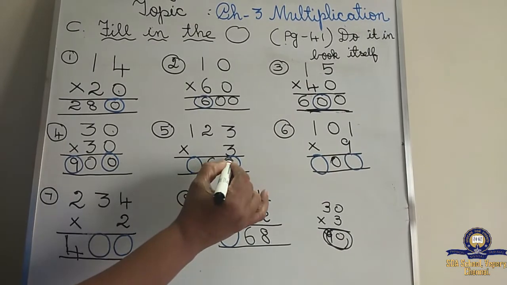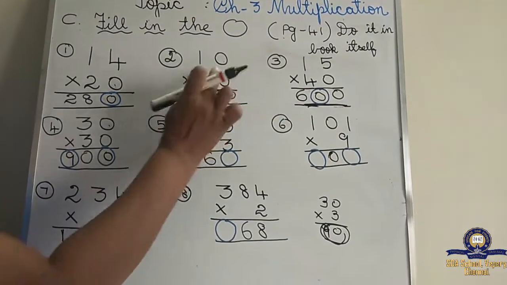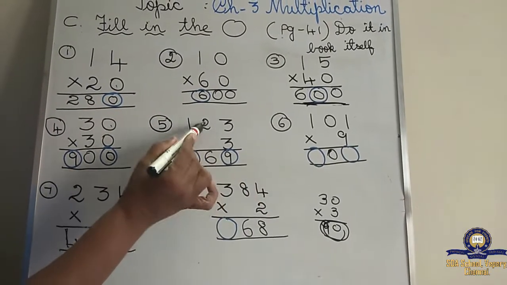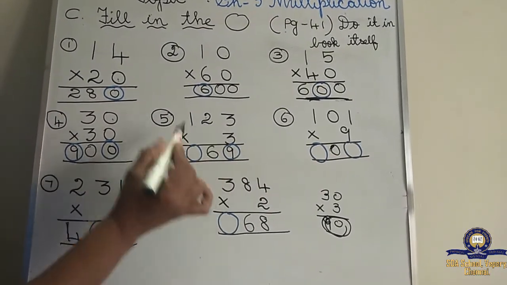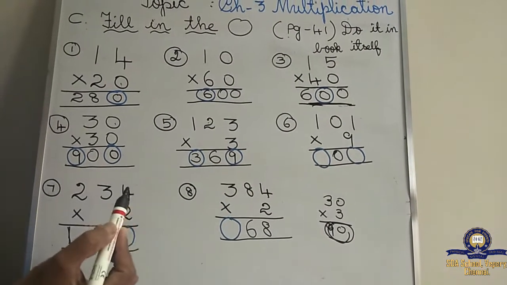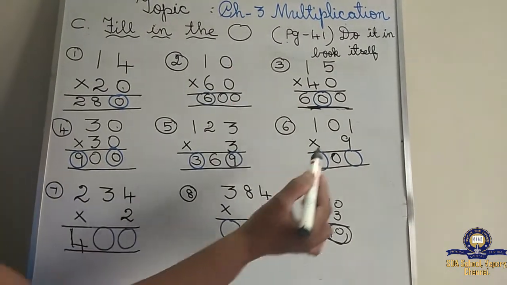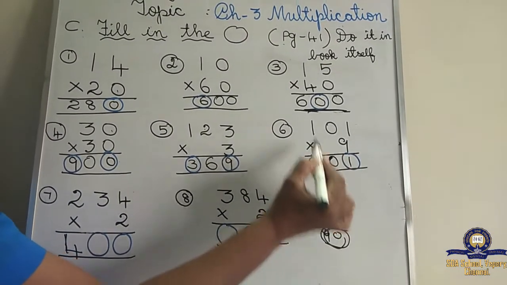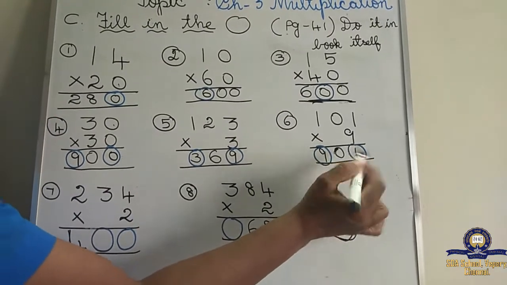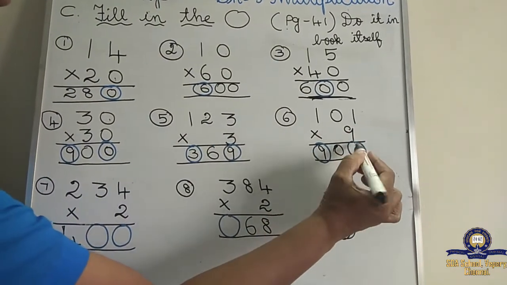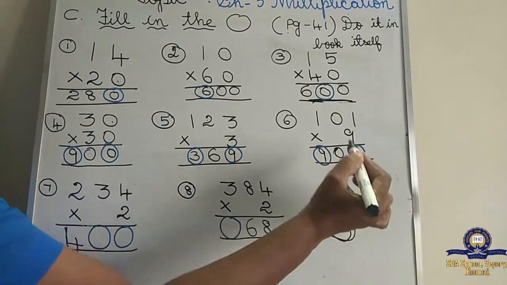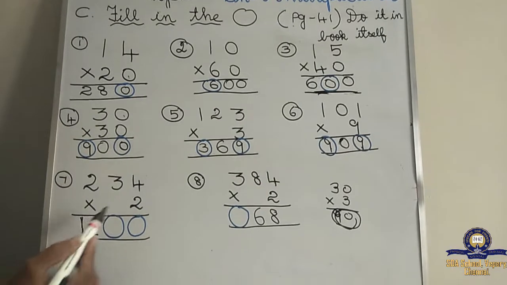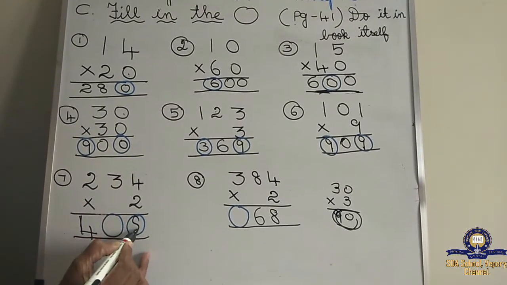Likewise, 3 3s are what? Now here only 1 digit is there. Here 2 digits, here only 1 digit. 3 3s are 9. 3 2s are 6, given here. So 3 1s are 3. So what's the answer? 369. And here 9 1s are 9, then 900. And 9 1s are 9 again. So what's the answer, children? 909.